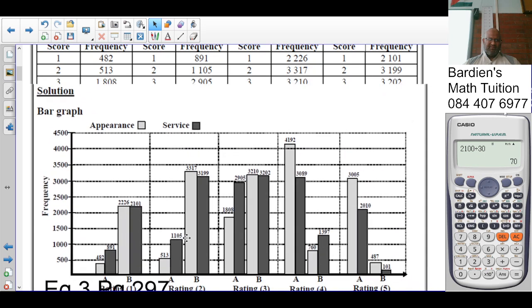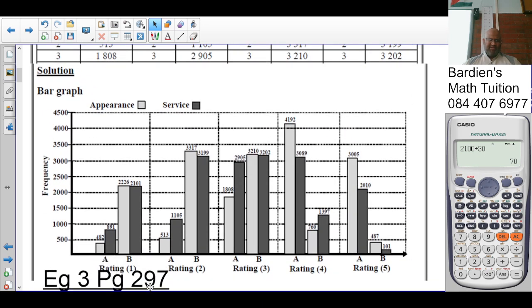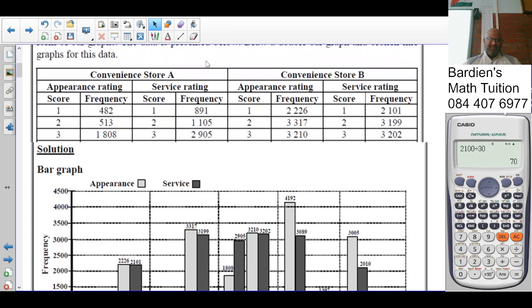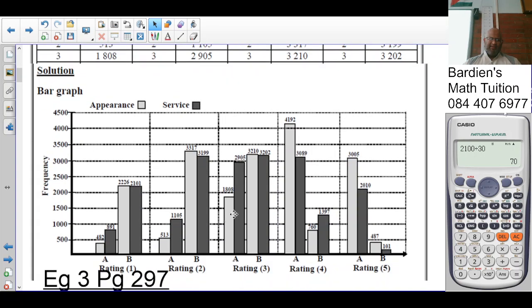Okay, do you guys understand? Let's look at number 3 for argument's sake. Number 3 comes in at 1808. As you can see, 1808, and then they put the service rating next to it. Again, I would have taken those two and done the comparison. So then we're actually comparing the same quantities. We would have written the same values next to each other, and then you could have seen easily which store is better in the different categories. But we already established from calculation that store A was a better convenience store, not so?